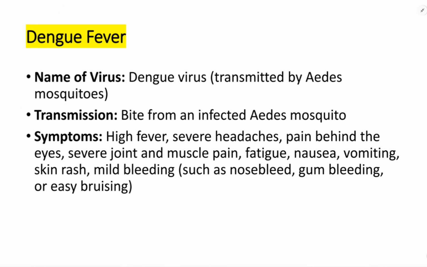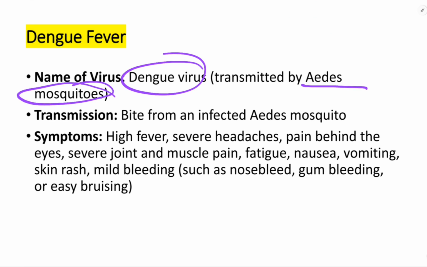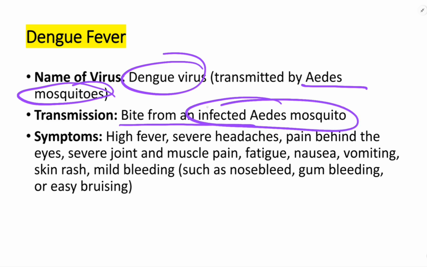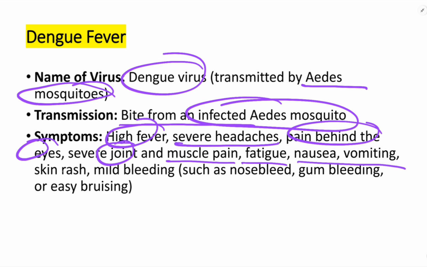Next one, dengue fever. It is caused by the dengue virus but transmitted by Aedes mosquitoes, through the bite of an infected Aedes mosquito. And the symptoms are high fever, severe headaches, pain behind the eyes, severe joint and muscle pain, fatigue, nausea, vomiting, skin rash, and mild bleeding such as nosebleed, gum bleeding, or easy bruising.